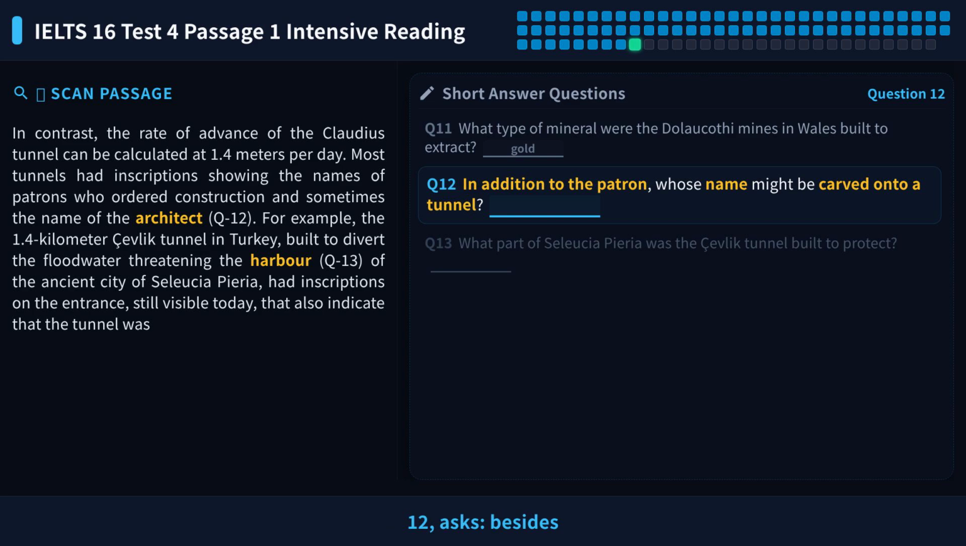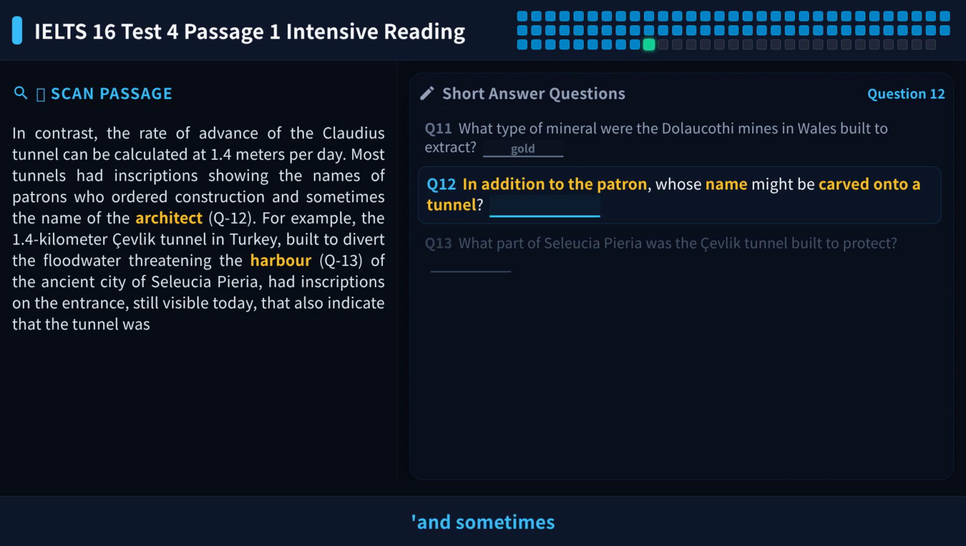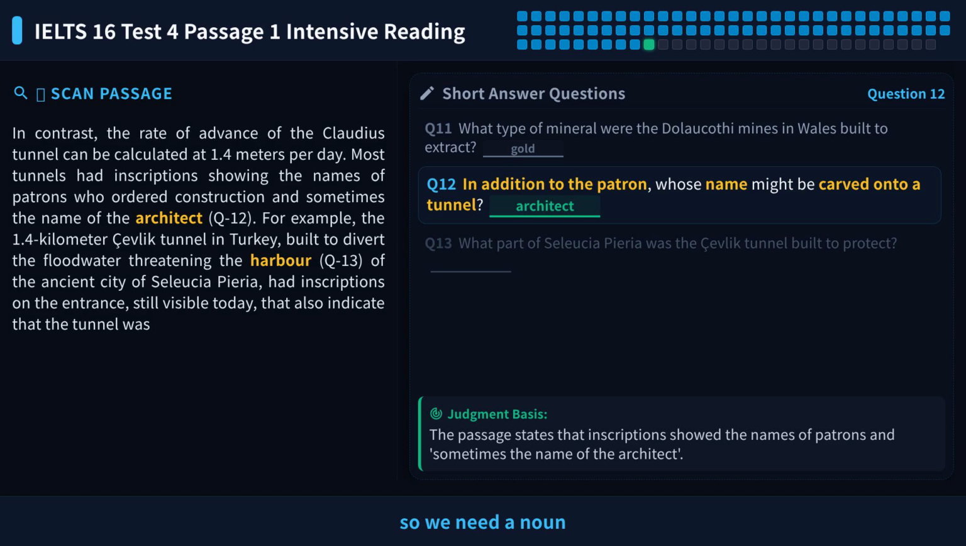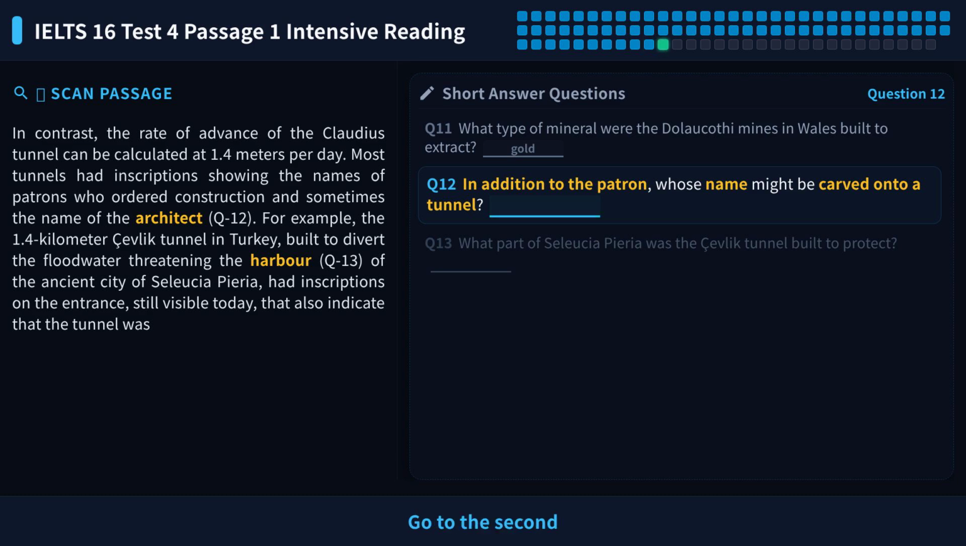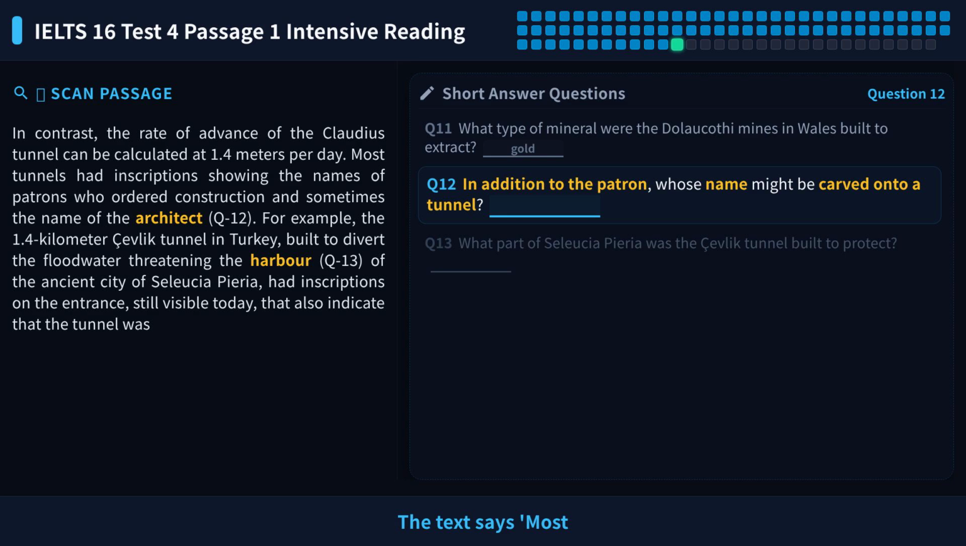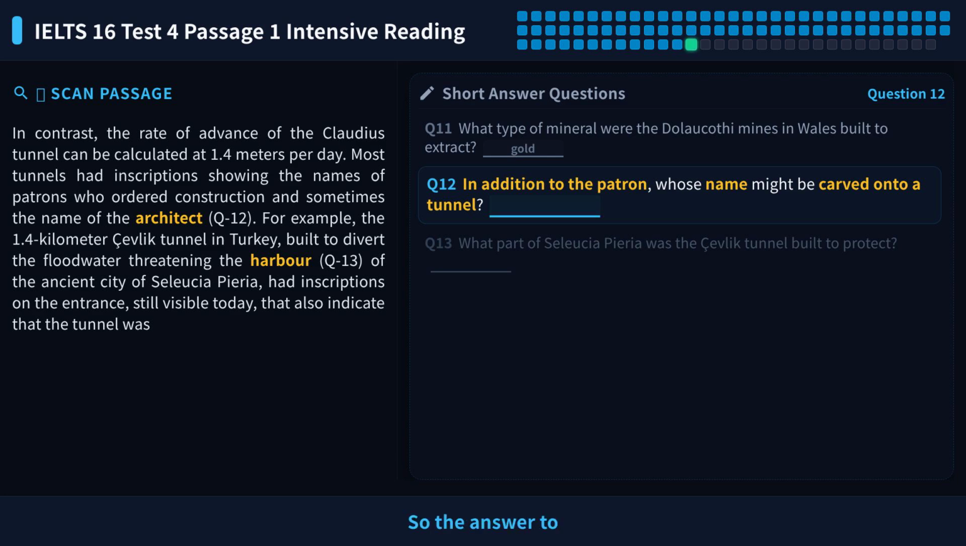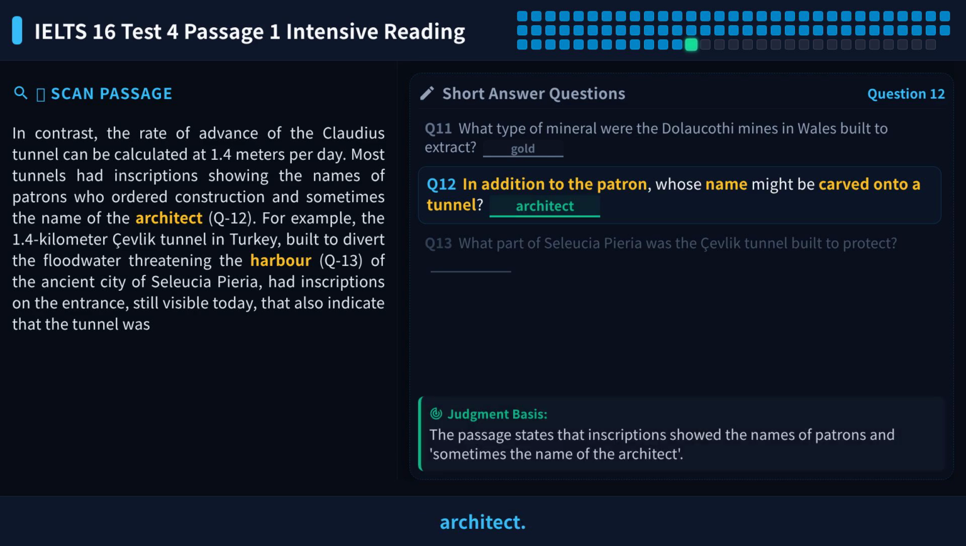Let's look at question 12, asks, besides the patron, whose name might be carved on a tunnel? The blank is after, and sometimes the name of the, so we need a noun for a job or role. Go to the second half of paragraph 5, look for sentences about inscriptions and names. The text says most tunnels had inscriptions showing the names of patrons, and sometimes the name of the architect. The answer word is directly given in the original text. So the answer to question 12 is architect.